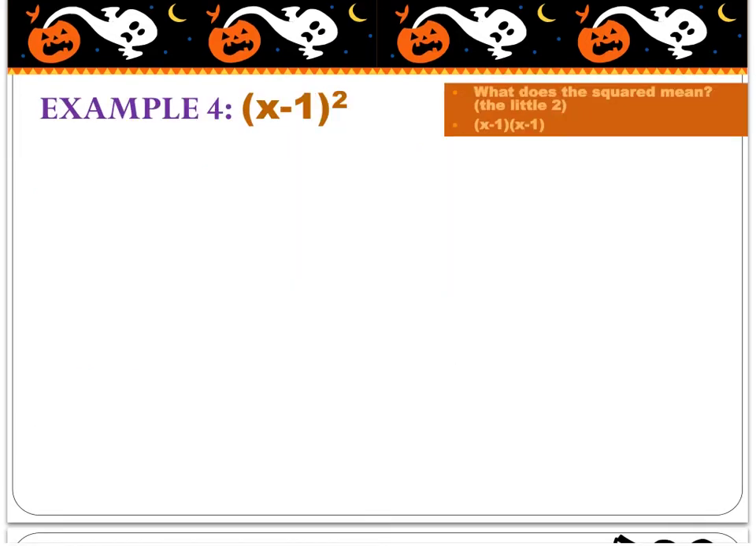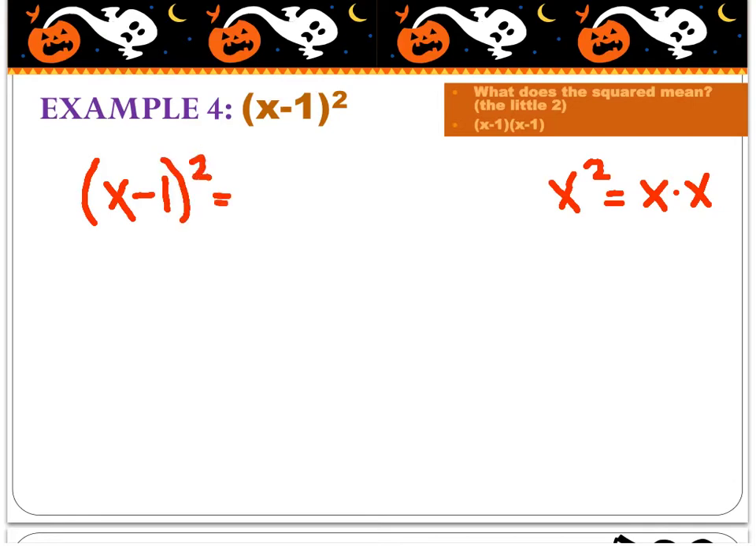Alright, so now we're going to do x minus 1 quantity squared. Now what this means is anytime you have something squared, like if I had x squared, what that means is x times x. So squaring something is multiplying something times itself. So x minus 1 quantity squared, we're going to rewrite as x minus 1 times x minus 1.